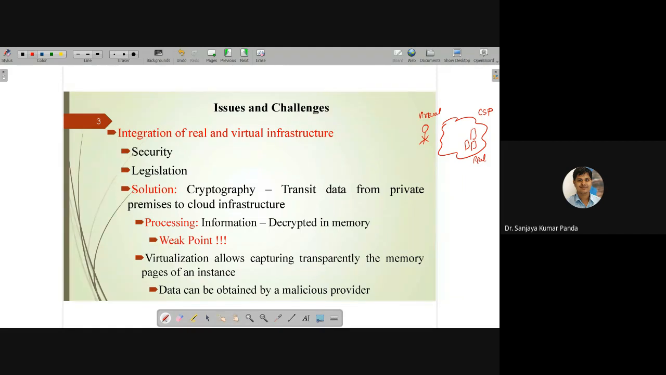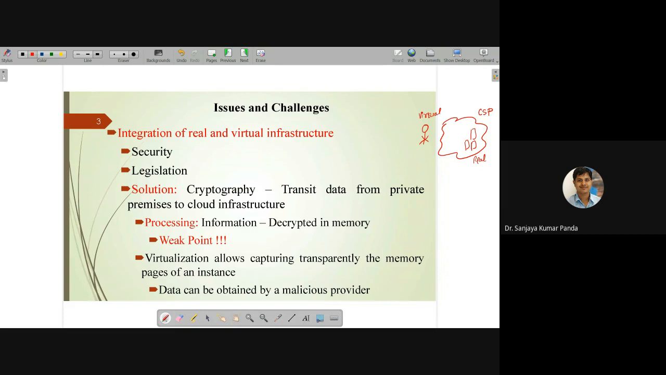But from the cloud service provider perspective, the CSP has to manage the infrastructure. CSP has the administrative control, does the maintenance and deployment. Everything is done by the cloud service provider. So on that side, it is a real infrastructure. Now, there are some important issues: how to integrate this real infrastructure with the virtual infrastructure, or the mapping between the real and virtual infrastructure. It is really a challenge to map and integrate the real and virtual infrastructure.